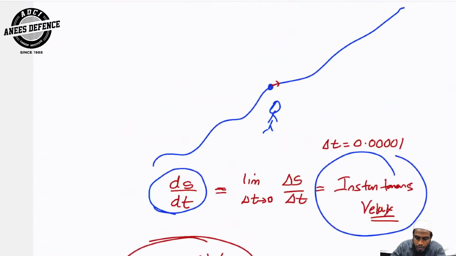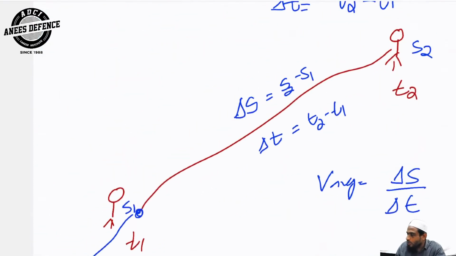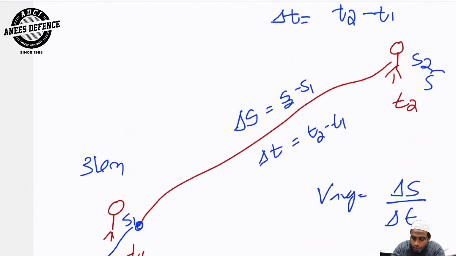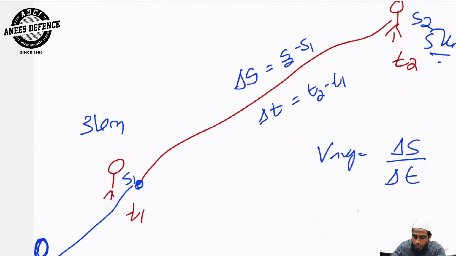Here I explained the total change. S1 may be 3 kilometers, S2 may be 5 kilometers. So what is the change? 5 minus 3, 2 kilometers.